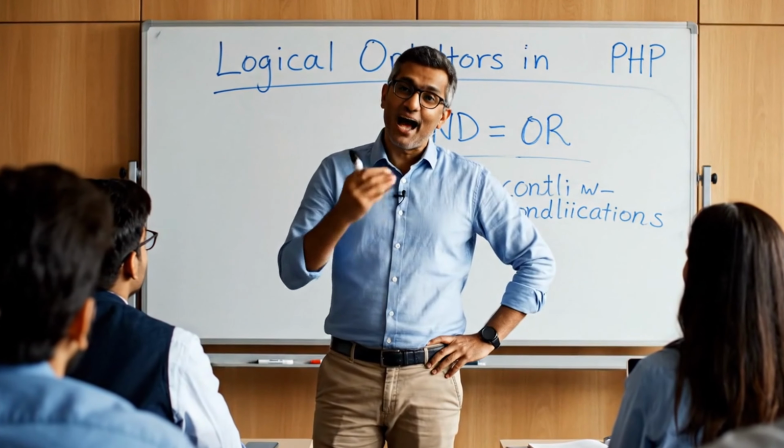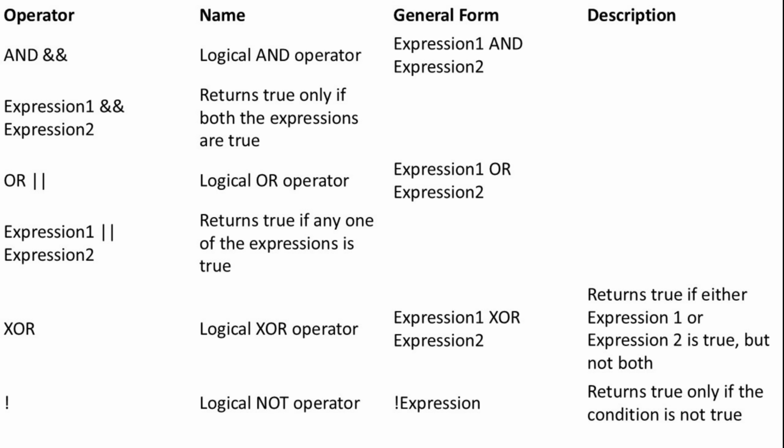In addition to understanding the purpose of logical operators, it is important to know how each individual operator behaves when evaluating expressions. The logical AND operator, written as 2 ampersands, is used when we want to check whether two conditions are true at the same time. When PHP evaluates an expression like expression 1 and expression 2, the result becomes true only if both expression 1 and expression 2 are true.